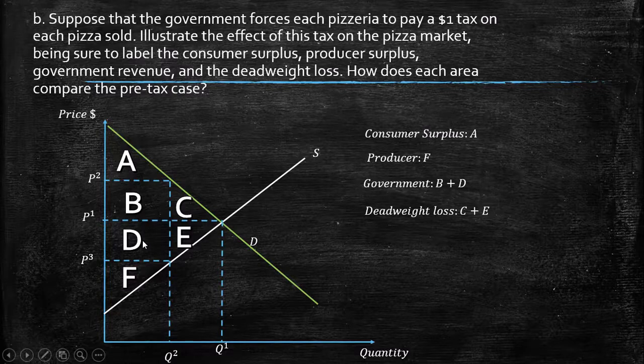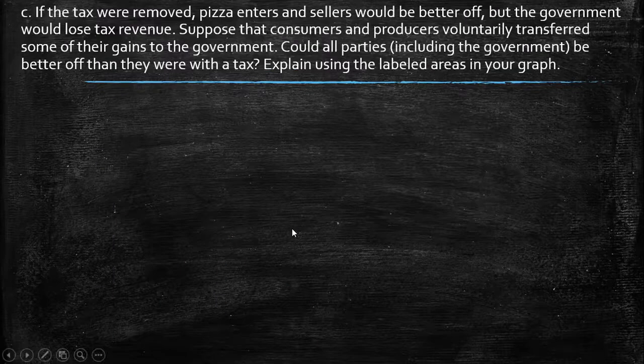Okay. And what about the deadweight loss? This part is not going to go to any party at all. But how can you explain this? C plus E is basically all the transactions that are avoided because of the change of the price, not taken by the consumer, neither the government nor the deadweight loss. So this is a new part, which is going to be like the cost of taxation. Okay. So the C point: if the tax were removed, pizza buyers and sellers would be better off, but the government would lose tax revenue.